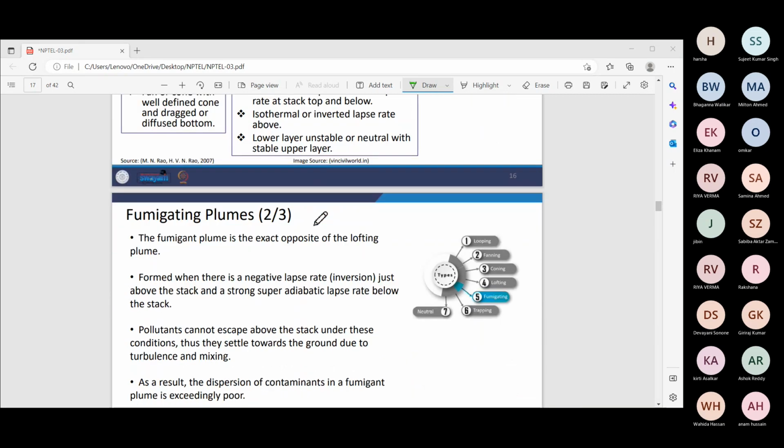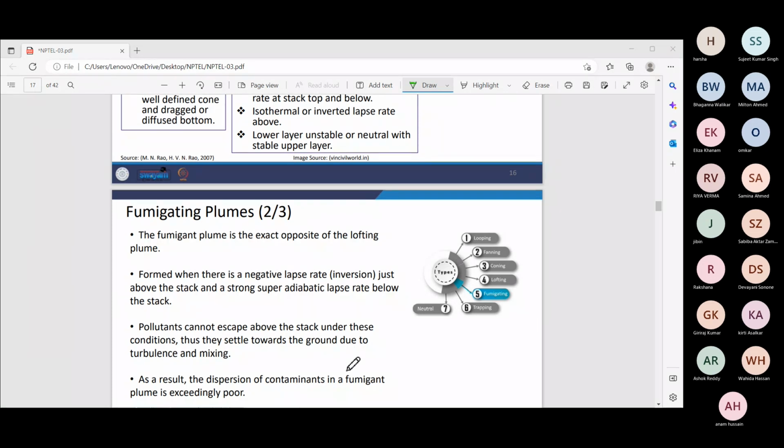That is why the lower layer is unstable or neutral and the upper layer will be stable. So the fumigating plume is the exact opposite of the lofting plume, and it is formed when there is a negative lapse rate or inversion just above the stack and a strong superadiabatic lapse rate below the stack. Here, the pollutants cannot escape above the stack under these conditions, thus they settle downwards to the ground due to the turbulence and mixing. As a result, the dispersion of contaminants in a fumigating plume is exceedingly poor.